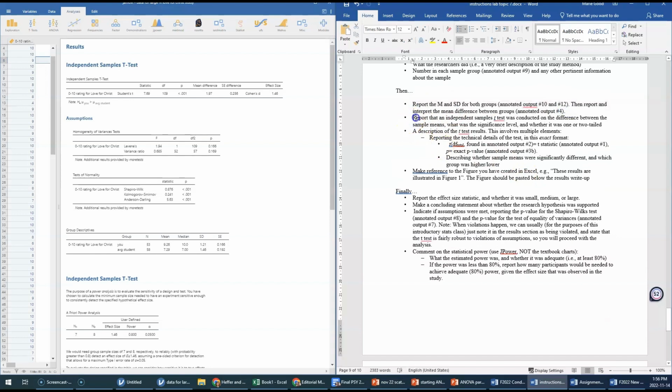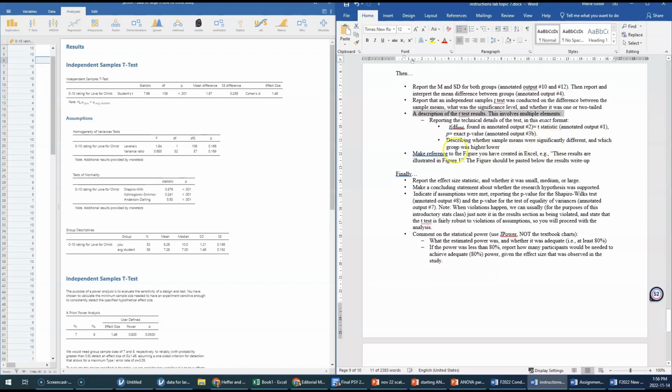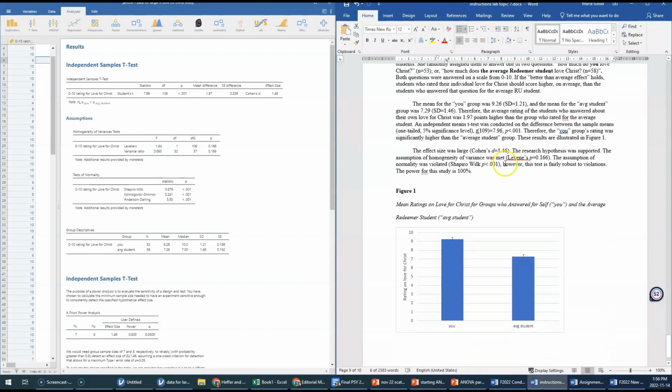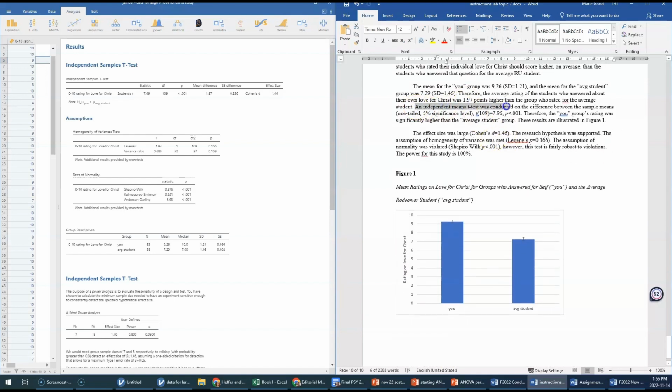And then we have the part where we have to say that we conducted an independent samples t-test, what the significance level was, and whether it was one or two-tailed. This also goes along with the description of the t-test results, reporting a couple of the key statistics in very specific order. Right, we have t, and then in brackets degrees of freedom. Then we have equals. We write out our t statistic, our exact p-value. All right, so let's go and look at how we did this. And that is that there.